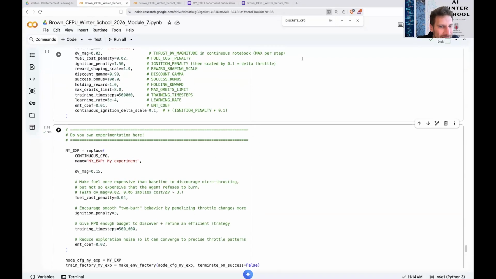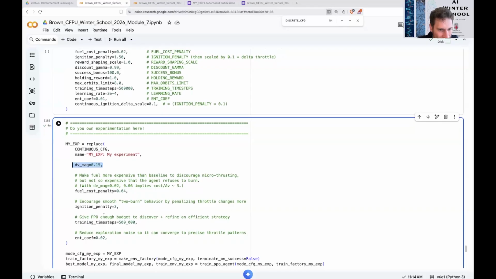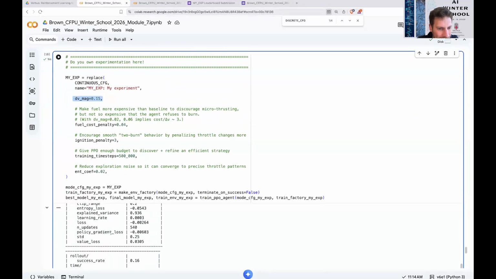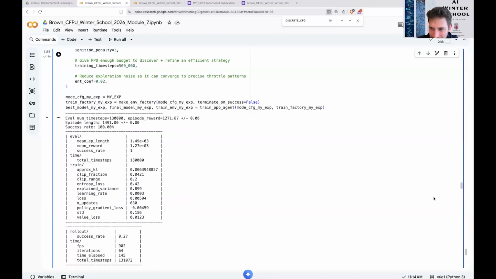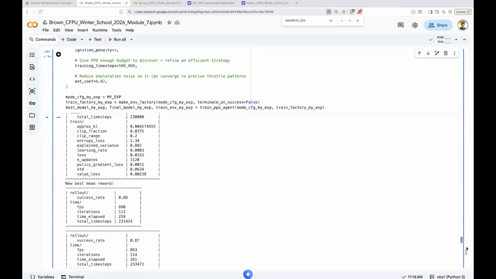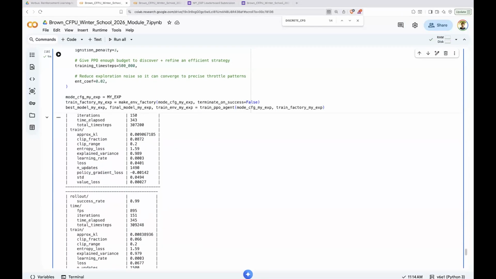So I actually, yeah, that reminds me, I can check on mine. I did a 0.15, and I think it's done now. And it does look like it's converging to something that works. Okay, so let's take a look at what we get there.